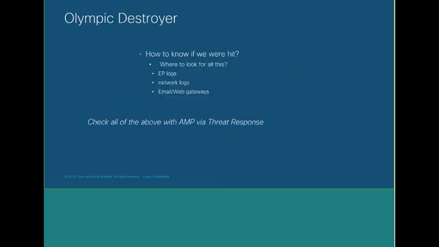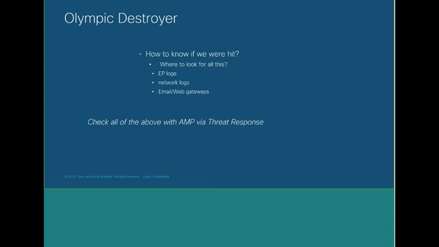So how to know if we were hit? Where do I look for this? Endpoint logs, network logs, email and web gateways. You can check all of these with AMP, because we have AMP for endpoints. Via the AMP-enabled NGFWs, we have AMP for networks, which will grab file hashes off the wire. And we have email and web gateways that are AMP-enabled, which will grab email attachments and web downloads.